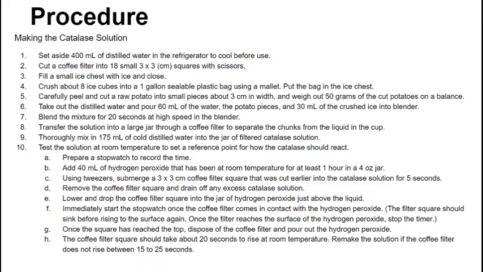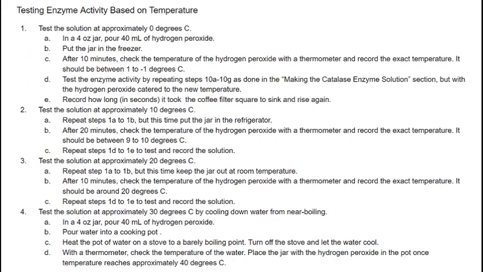Tap off any extra dripping solution and lower it into the jar and drop the coffee filter into the hydrogen peroxide. Upon immediate contact with the surface of the hydrogen peroxide, start the timer. Once the square has sunk and then reached the top again, stop the timer and dispose of the coffee filter. The coffee filter should have ideally taken around 20 seconds to react. With this, we can start to test the enzyme solution with the changing temperatures.